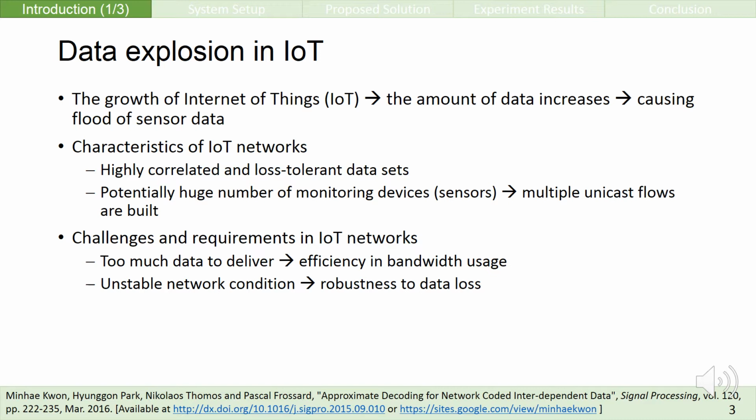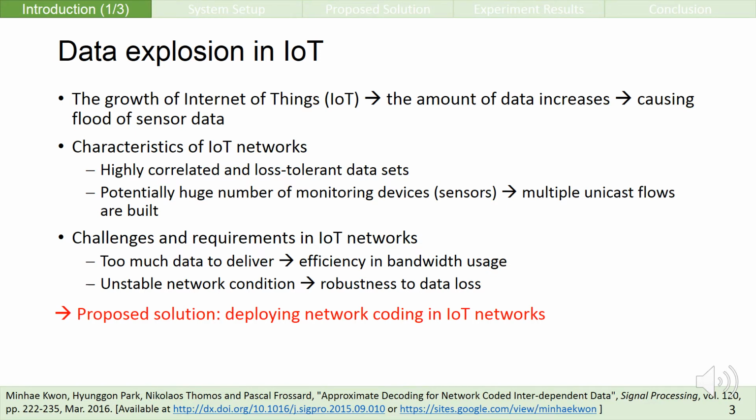In order to handle a large amount of data, the network should have high bandwidth efficiency. Moreover, since IoT devices are mostly wireless, stable network conditions are not guaranteed, so the system needs to be robust against data loss.